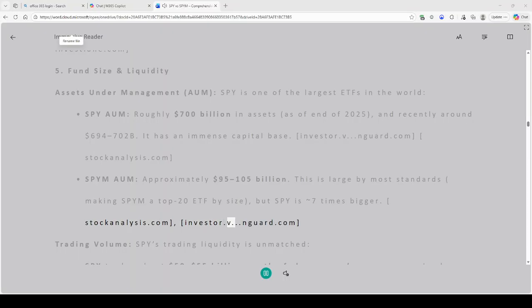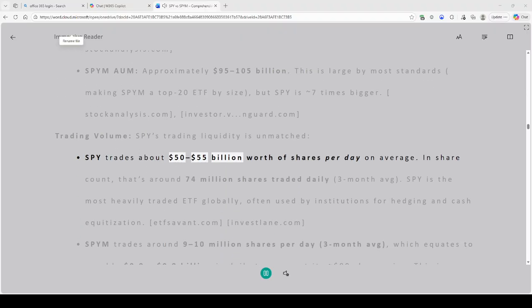Trading volume. SPY's trading liquidity is unmatched. SPY trades about $50 to $55 billion worth of shares per day on average. In share count, that's around 74 million shares traded daily, 3-month average. SPY is the most heavily traded ETF globally, often used by institutions for hedging and cash equitization.